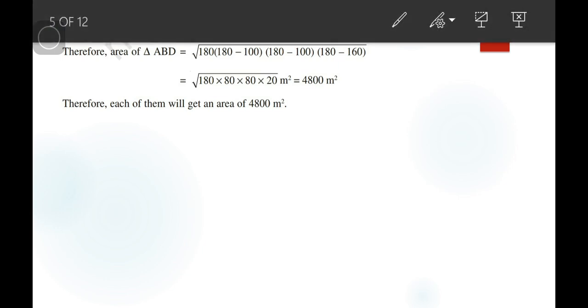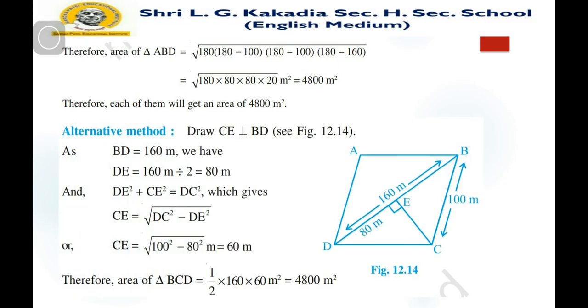An alternate method you can also use is to draw CE perpendicular to BD. If you draw AC, the other diagonal, then we know that in a rhombus both diagonals intersect at 90 degrees. Both are perpendicular bisectors, so they bisect into two equal parts and are perpendicular to each other.